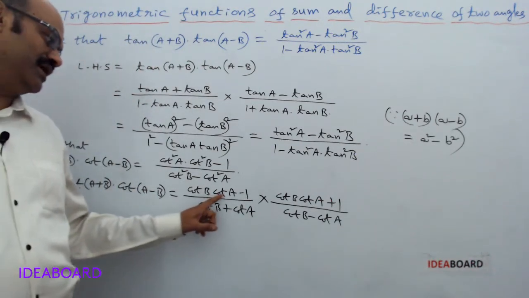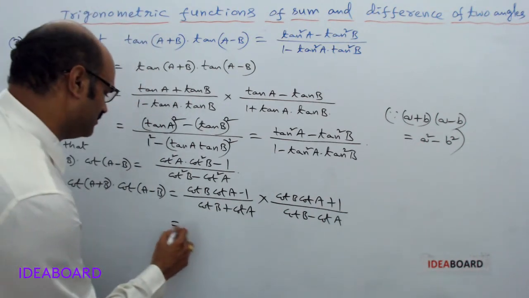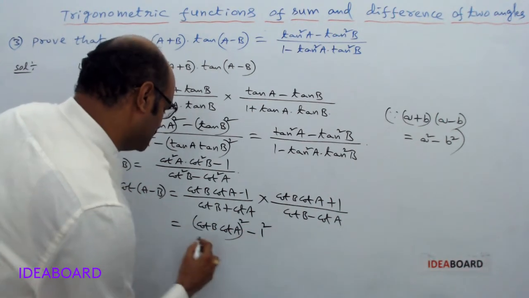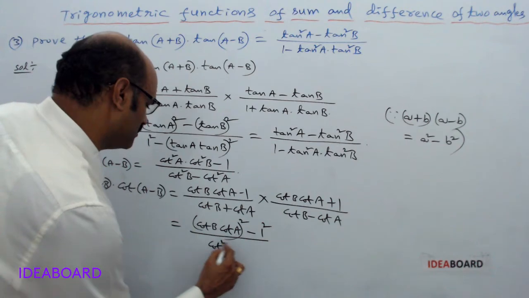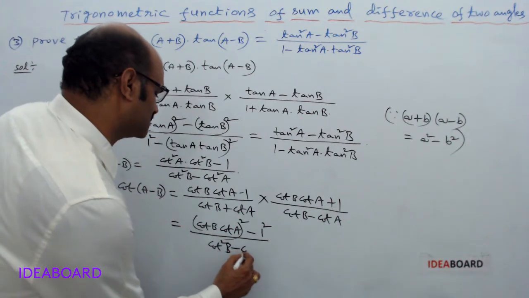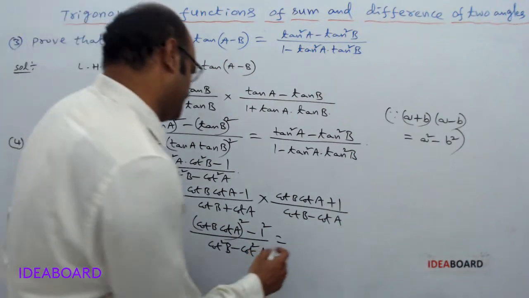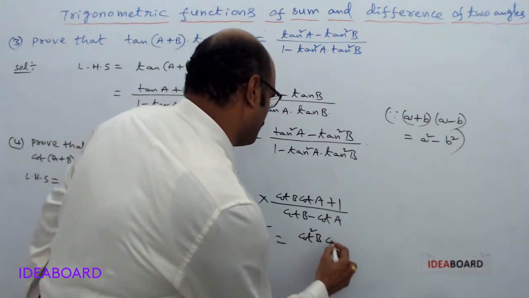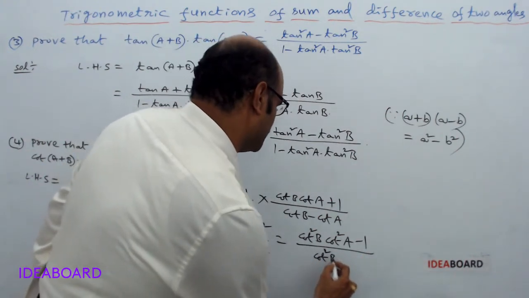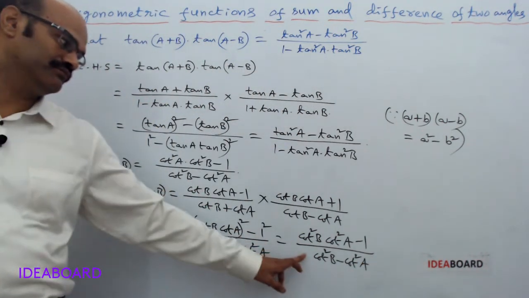Now it is in the form of a minus b into a plus b, a square minus b square. So the numerator is cot b cot a whole square minus 1 square, by a plus b into a minus b, which equals cot square b minus cot square a. So we have cot square b into cot square a minus 1 by cot square b minus cot square a. Hence proved.